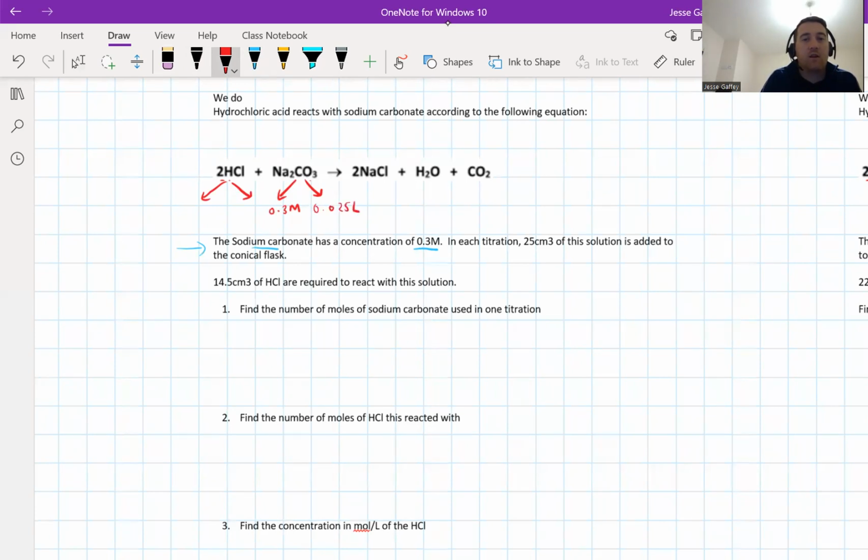Okay, if you've converted that to liters, 0.025 liters. Well done. All right, looking at the HCl then, it says 14.5 centimeters cubed of HCl are required to react with this. So let's put in the volume here in liters. Pause the video, convert this to liters of HCl. Okay, so hopefully we've done this: 0.0145 liters. And our concentration, our molarity, is a question mark. That's what we're going to be trying to find here.